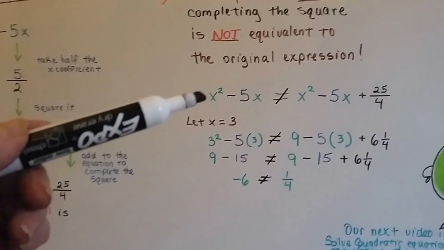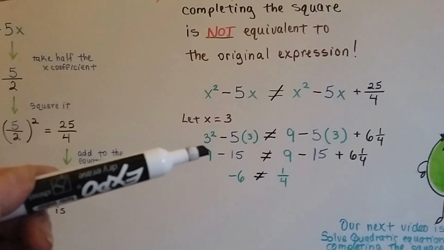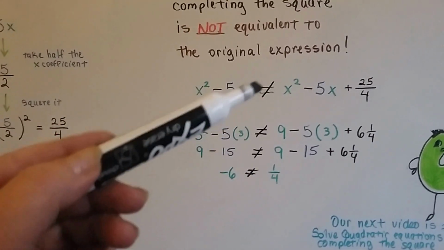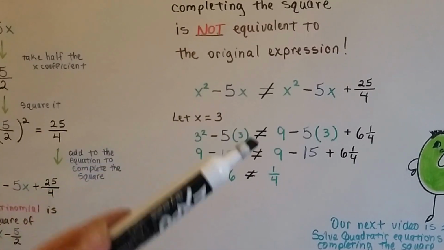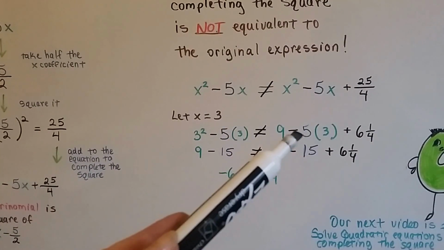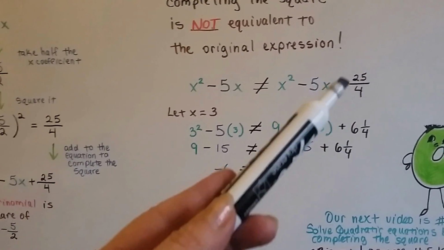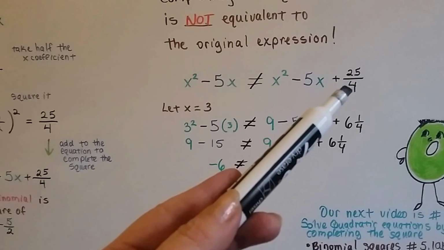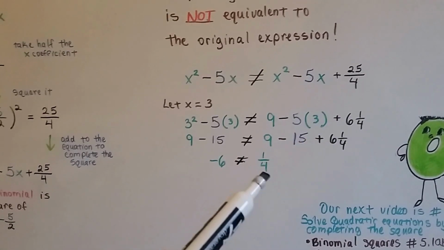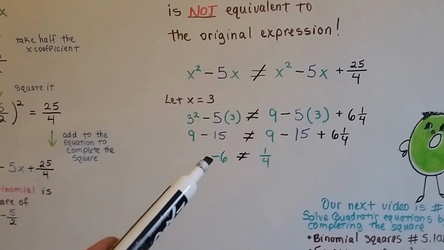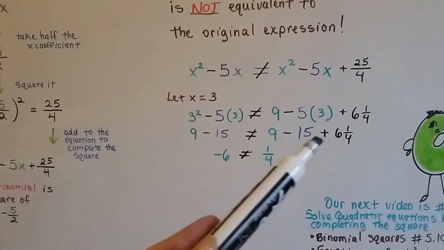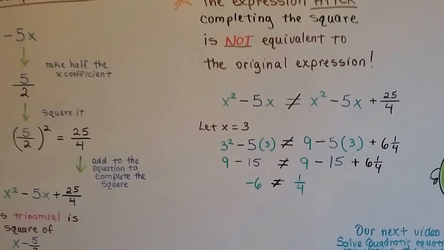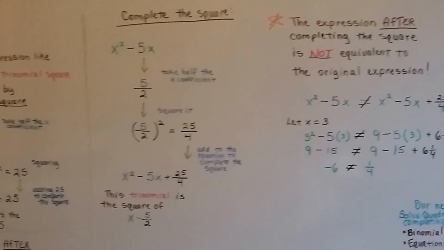If we let x equal 3, that would be 3 times 3 is 9, minus 5 times 3 is 15. That would be a negative 6. But on this side, if we plug in 3 for x, we get 9 minus 15, but then we have to add this 6 1/4. When we simplify 25 fourths, it comes out to 6 1/4. So after we have our minus 6 on this side, we still have to add 6 1/4, so we have a positive 1/4. So see how that third term completely changed its value?